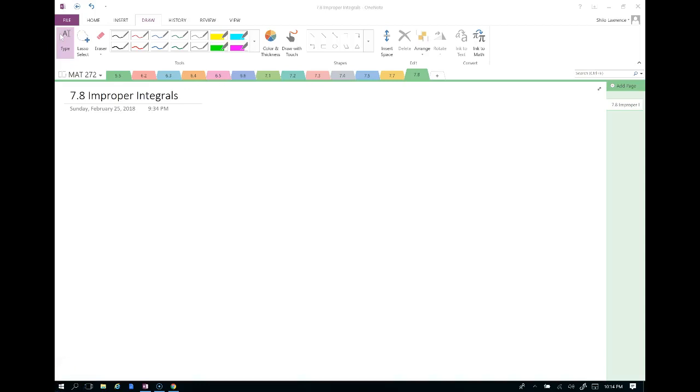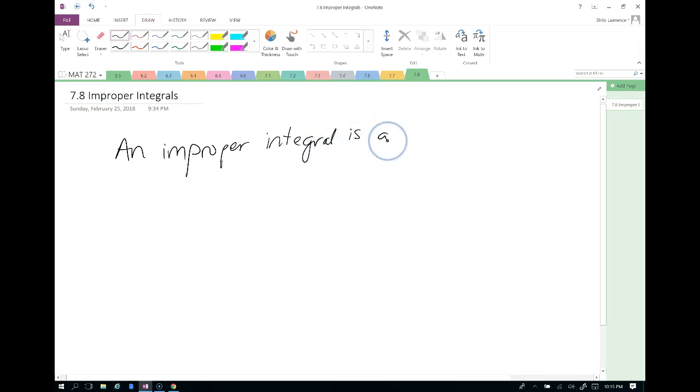The final section we are going to cover before we take our test is improper integrals. And an improper integral is a definite integral. So remember, definite integrals are integrals where we do have bounds to plug in, but we're going to have problems with those bounds.